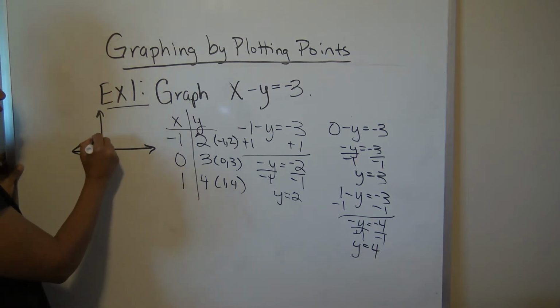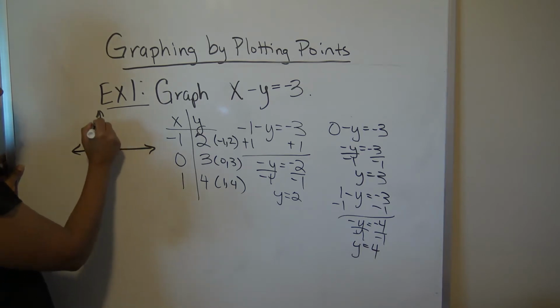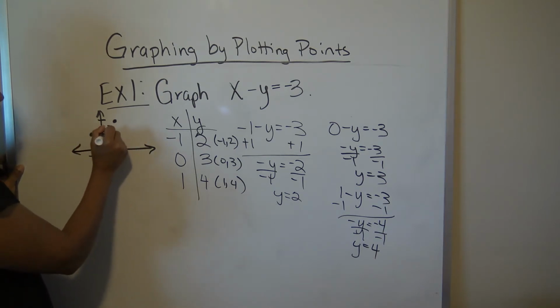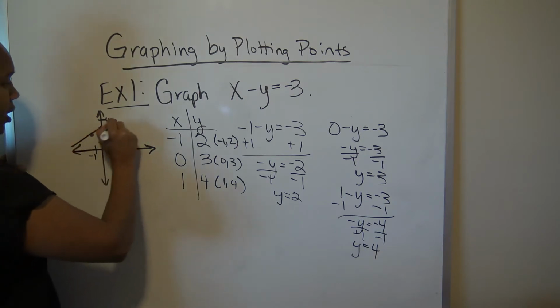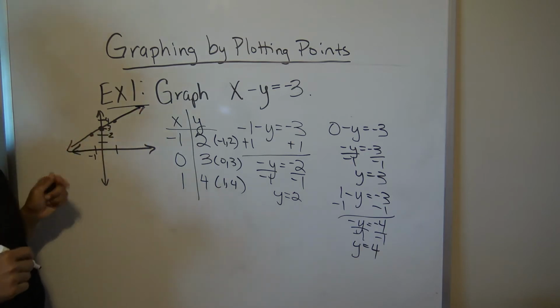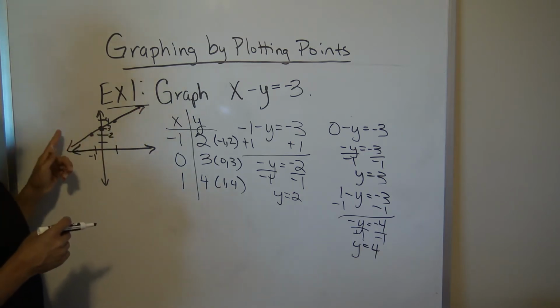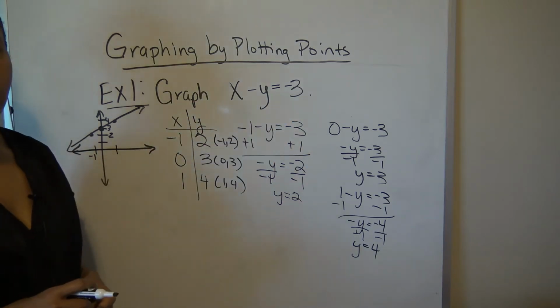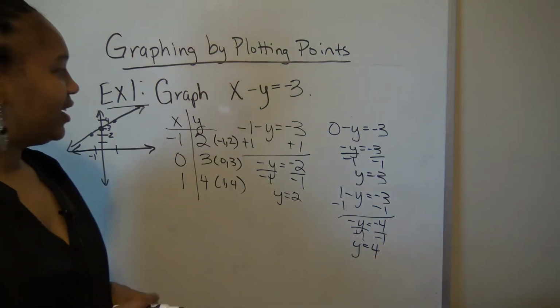So -1, 2 is here. 0, 3 is here, and 1, 4 would be here. So -1, 2, that's -1, that's 2, 0, 3, and 1, 4. So those are 3 points on the graph, and because this is a linear equation, when I graph it, it forms a line. So I'll draw a line through those points, and that's how you end up graphing x minus y equal -3. Let's look at another example.